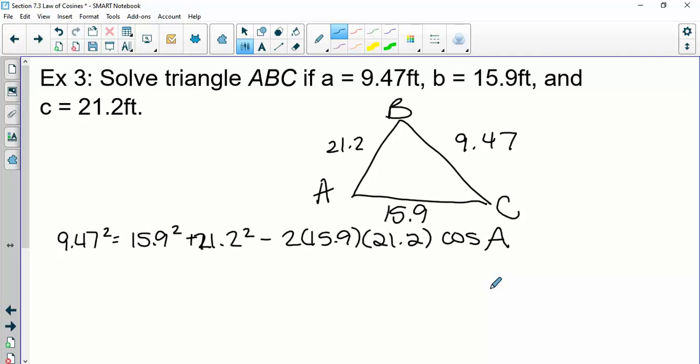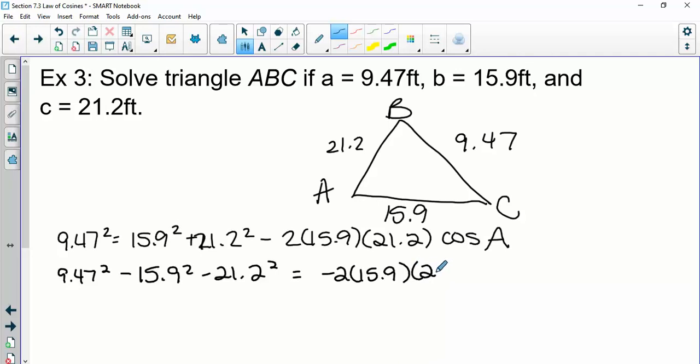First, we just start by dividing cosine. We want to get everything away from the cosine. So I can subtract over these terms. And then what would you have to do to get cosine by itself? Divide. Include parentheses around everything and just plug it in. So we're going to do that divided by all of this.